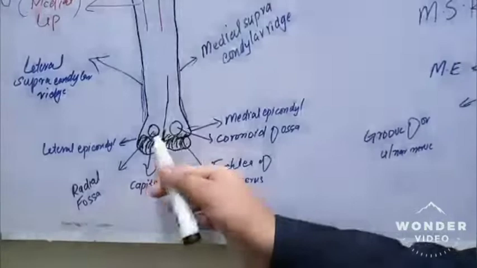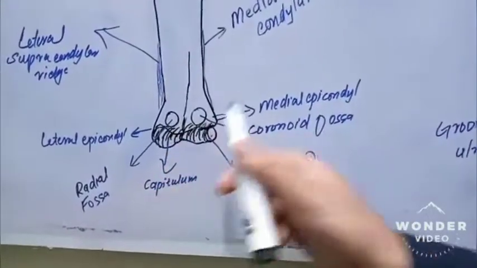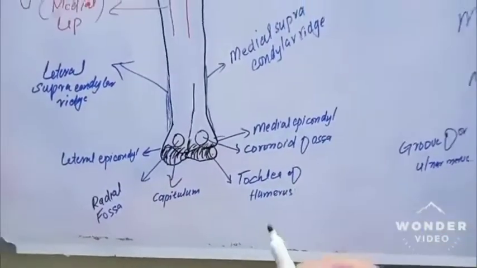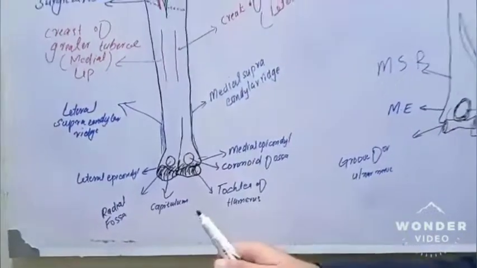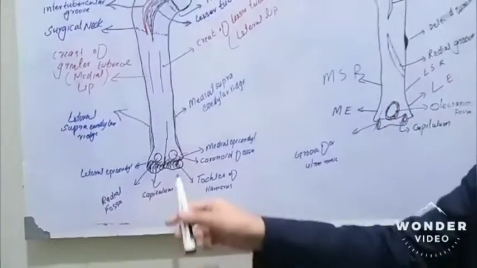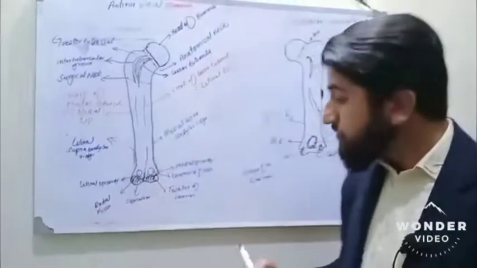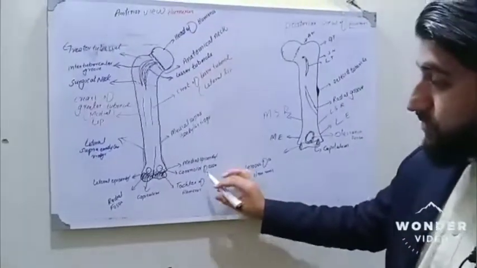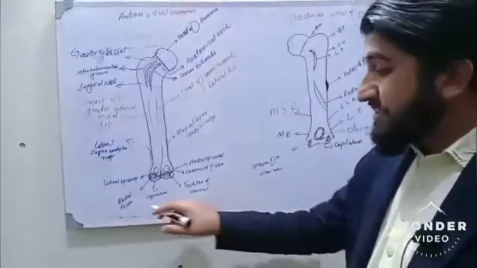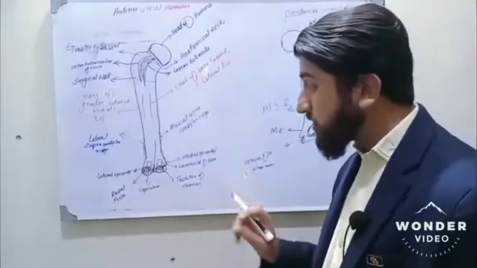In the anterior view of the humerus, we have two fossae. One is the radial fossa, and the second is the coronoid fossa.